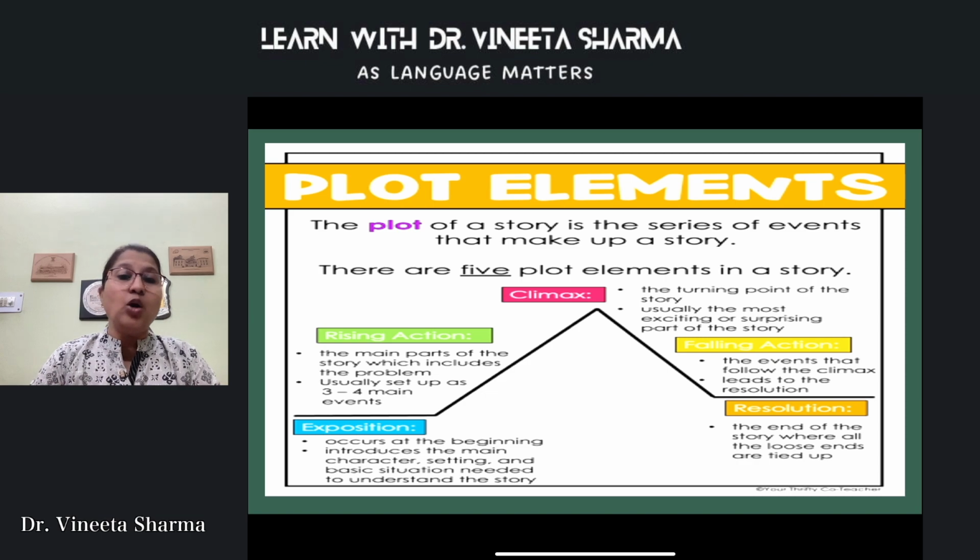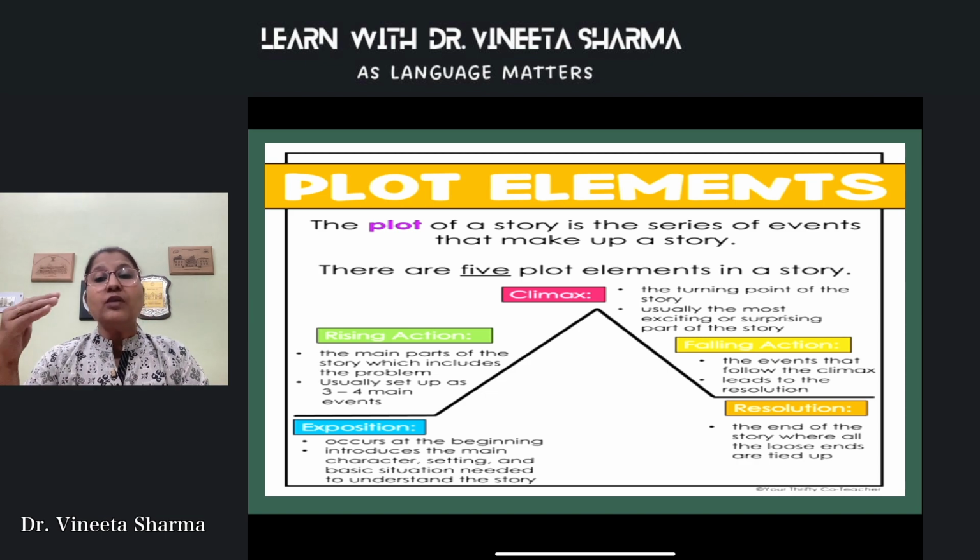Now, next is plot elements, very important. You see, the plot of a story is actually the series of events that make up a story. When we read a story, we are very easily able to know the plot that way. But you see, there are 5 plot elements which we should always pay attention to. Then only we are able to understand the story in the best possible way.